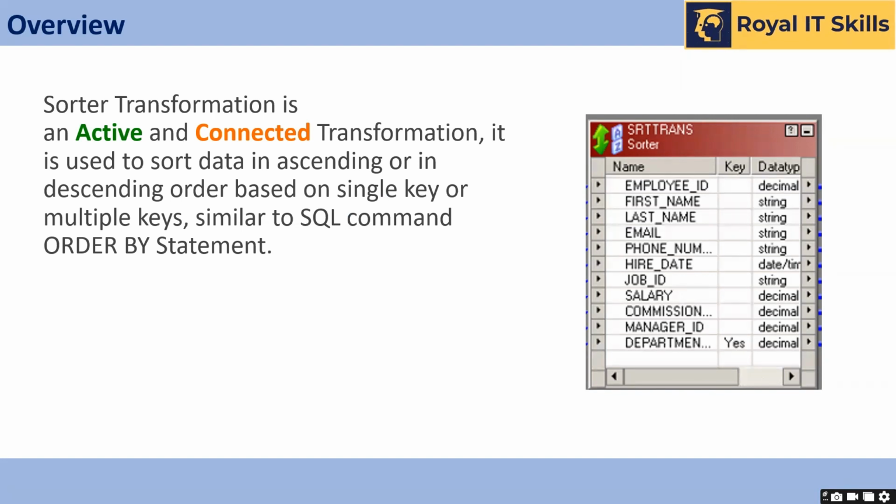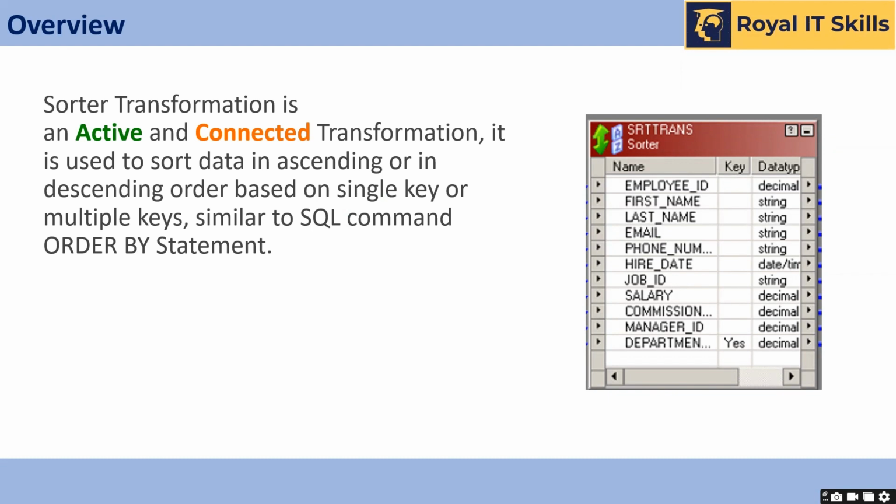Just like source qualifier, we have a distinct option in sorter. So when we use the distinct option, it will filter out the data, right? It will remove the duplicates. When we apply distinct, it applies on the overall columns. It's not on a particular column. Distinct means on the overall columns.